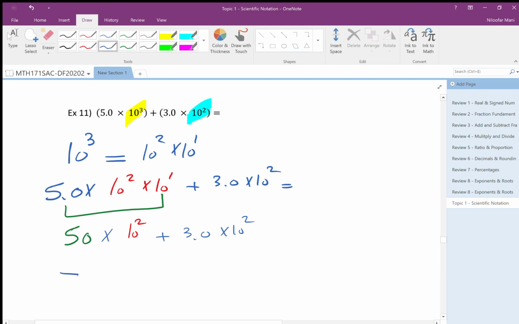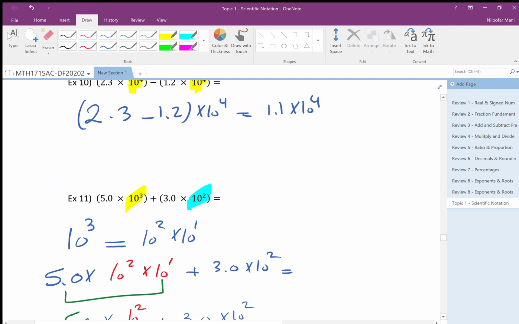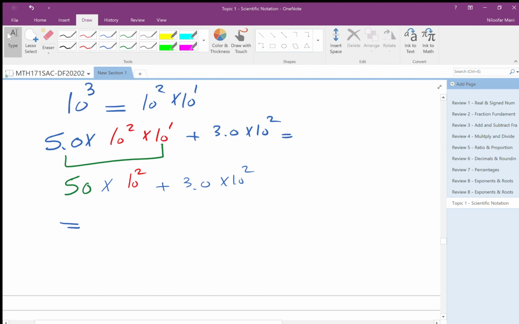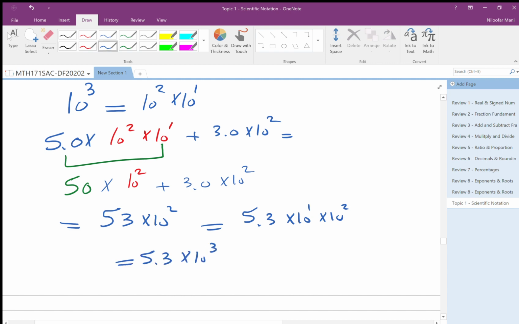Now, what is the answer? Can I say they are like each other? Can I say it's the same as question 10? Yes. So I have 50 apples and I have 3 apples, so the same. They are like each other. Okay? Or I can say now I have 50 oranges because I changed the other one. Okay? So I just say this because I want to emphasize. They must be the same as each other in terms of power. Okay? So it is 53 times 10 power 2, which is 5.3 times 10 power 1 multiple 10 power 2, which is 5.3 times 10 power 3. Okay, I go to scientific notation after.